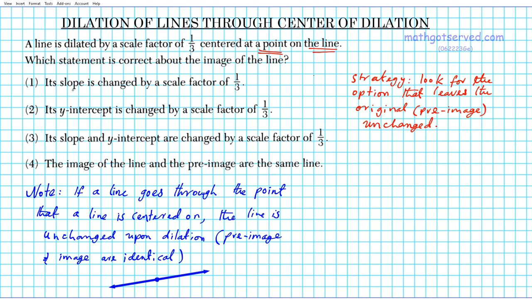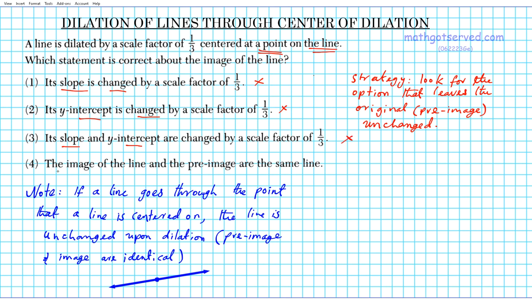Alright, so if you take a look at the first option, the slope is changed. Okay, so there is a notable change here. This is not an answer because the line shouldn't be changed. The second one, y-intercept is changed. Nope, that shifts the line either upwards or downwards. And then the third one, both the slope and the y-intercept are changed. So it's going to change the steepness of the line and it's going to shift the line, which is going to make it different. So it cannot be that.